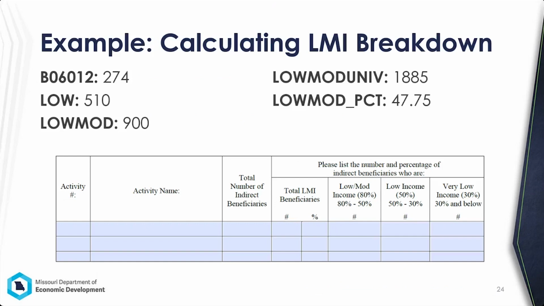Once we've pulled our numbers from Census Table B06012 and the HUD LMI data, we'll sort of work backwards to obtain the necessary reporting data. In this example, let's assume Table B06012 showed 274 as the number of persons with income below the poverty level. Additionally, we'll assume that the HUD LMI data showed 510 persons with income below 50% AMI, 900 persons with income below 80% AMI, 1,885 total beneficiaries, and an LMI percentage of 47.75%.